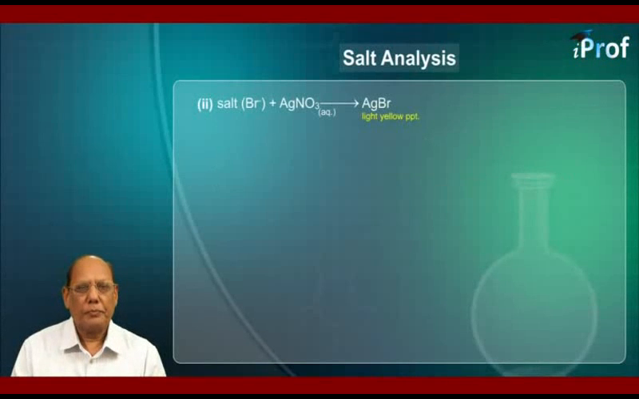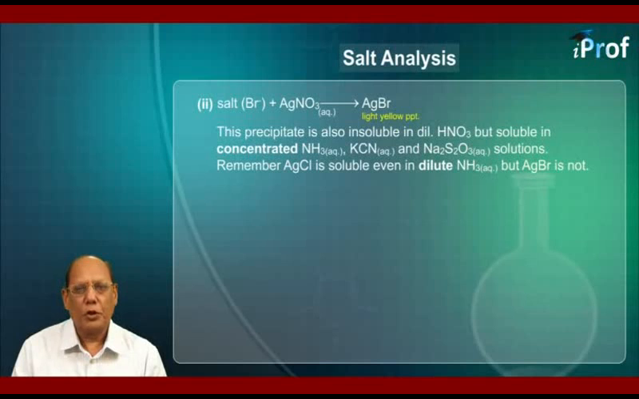Second test is, take the salt containing bromide, to that add silver nitrate aqueous. We get AgBr, that forms a light yellow precipitate. This precipitate is also insoluble in dilute HNO3 but soluble in concentrated aqueous ammonia or potassium cyanide aqueous and Na2S2O3 aqueous solutions. Remember, silver chloride is soluble even in dilute aqueous ammonia, but AgBr is not.